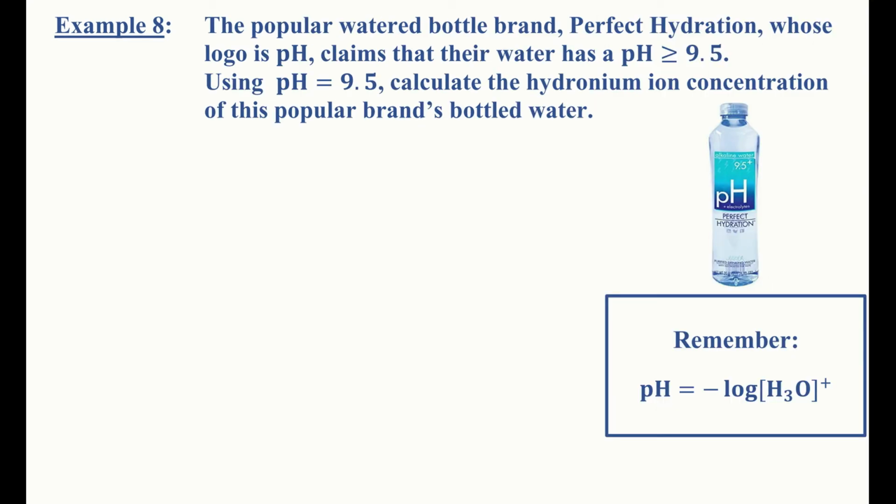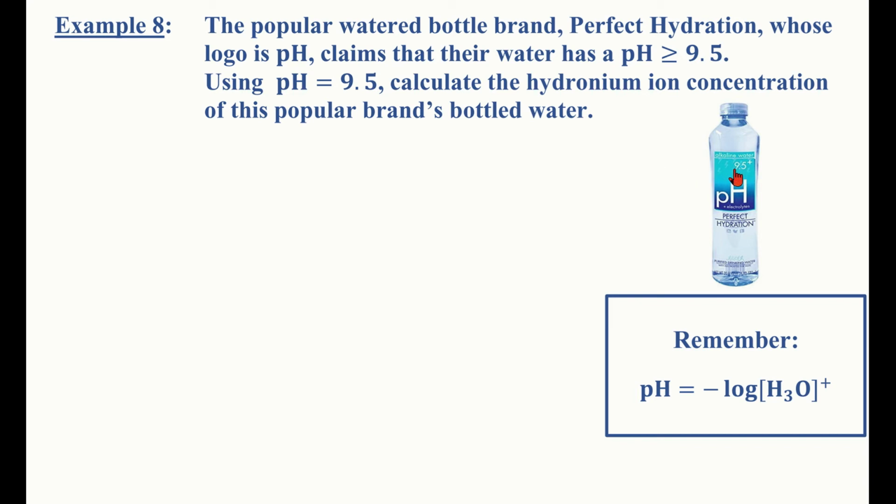All right, here's another pH example. Now, you've probably seen these popular bottles of what they call alkaline water, because they boast a pH level of more than 9.5. Remember, pure water is just 7. So this is supposed to be somehow better for your health. So a lot of companies like to sell these bottles of water now.